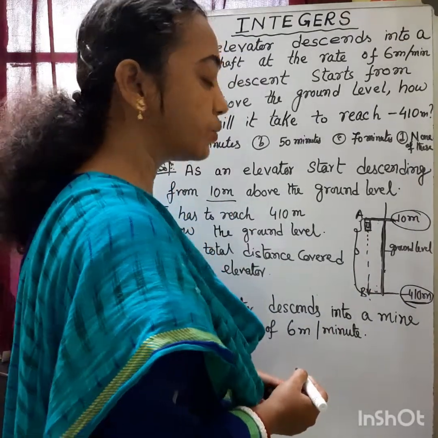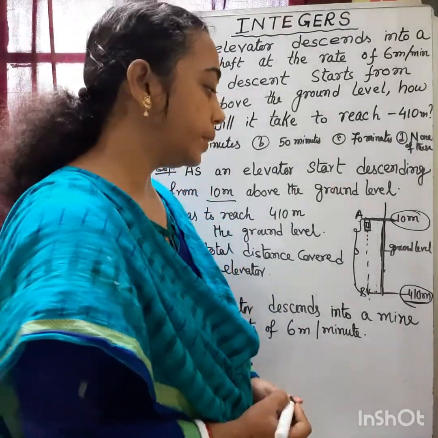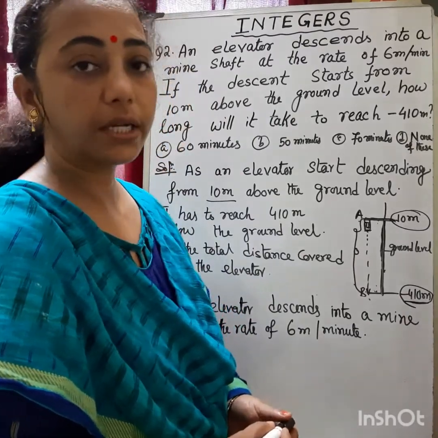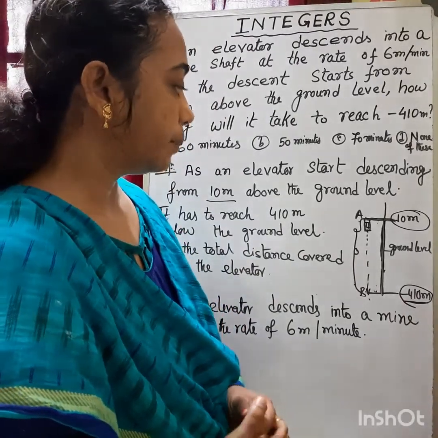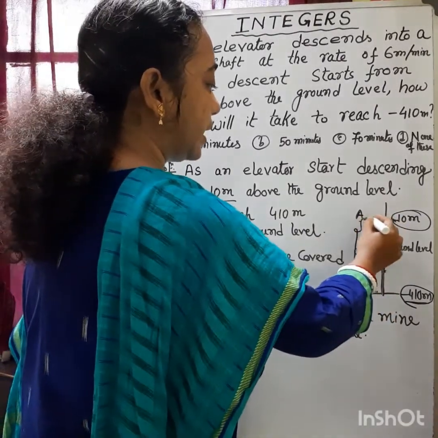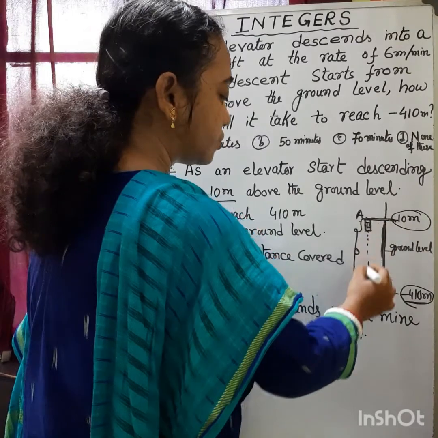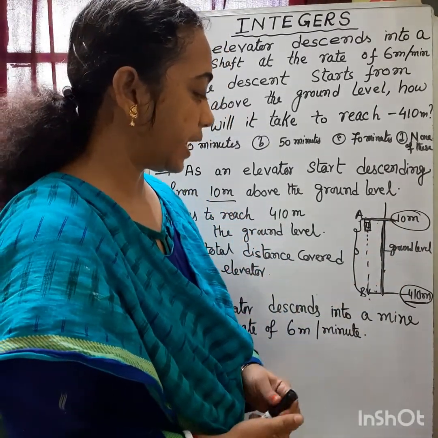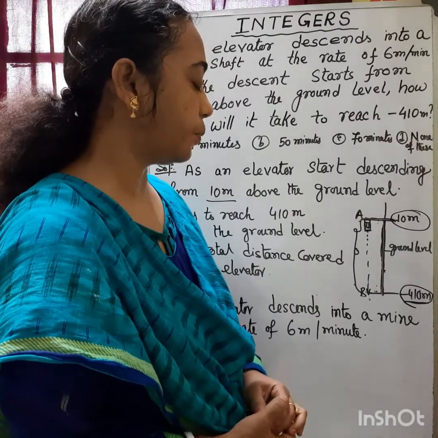That means it has to reach 410 meter below the ground level. So in this case, we have to first find out how much distance is covered by an elevator. It starts from point A according to this figure, and it has to reach point B. So we have to find the total distance covered between point A and point B.